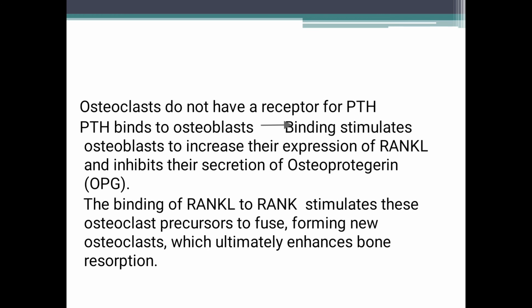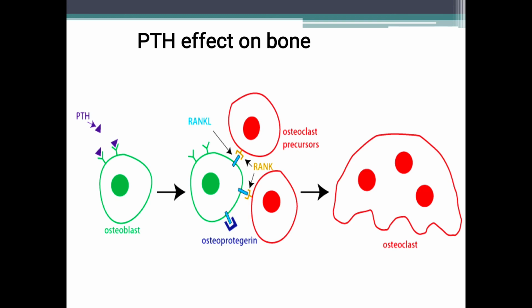So what to do? The PTH binds to osteoblast. The binding stimulates the osteoblast to increase the expression of RANKL and inhibit the secretion of osteoprotegerin. See this picture, it will be seen clearly. See the osteoblast having the receptors for PTH, the first round circle. The PTH binds to osteoblast. What will this osteoblast do? It increases the expression of RANKL.